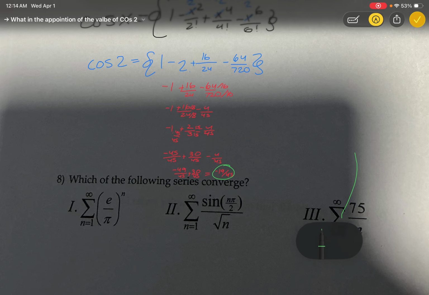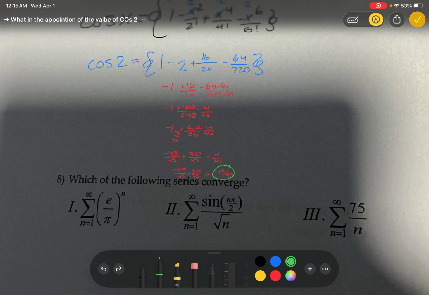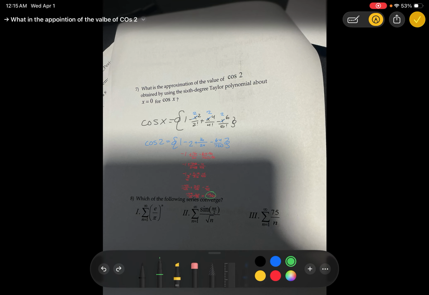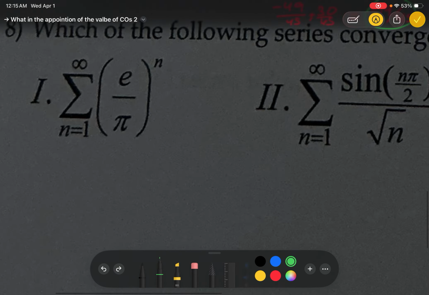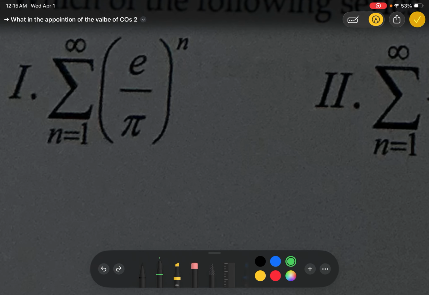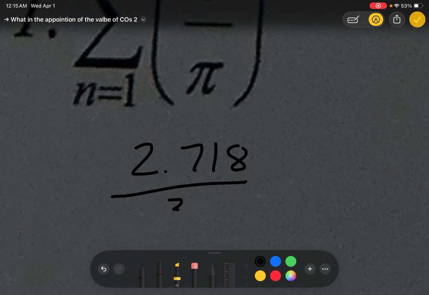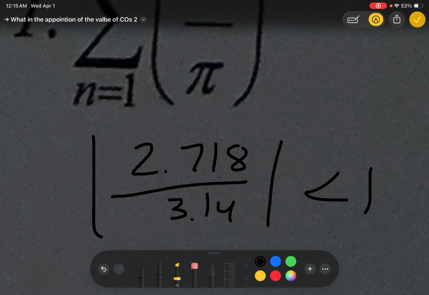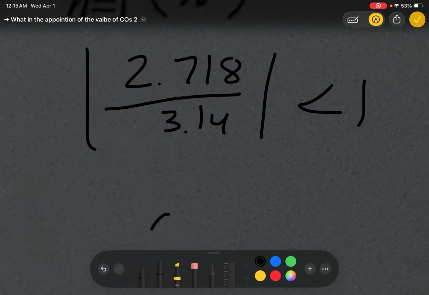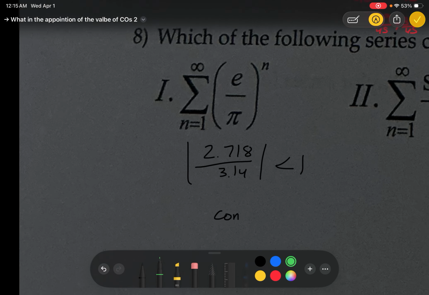This concludes question 7. Moving on to question number 8. Which of the following series converge? Looking here, this is a geometric series since we're dealing with two constants. e is 2.718 and pi is 3.14. This ratio is going to be less than 1, so this is going to be convergent. So is this one of our answers?